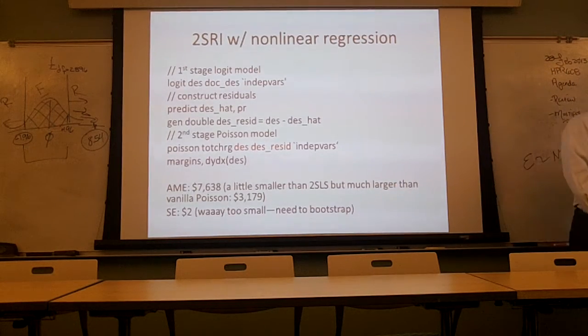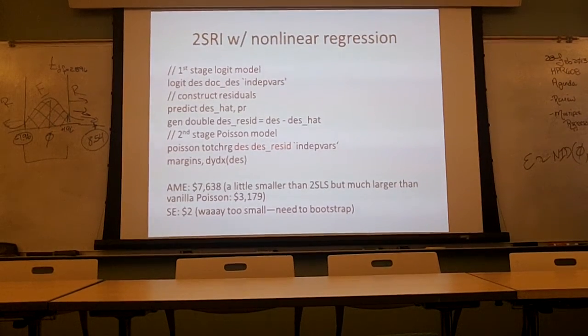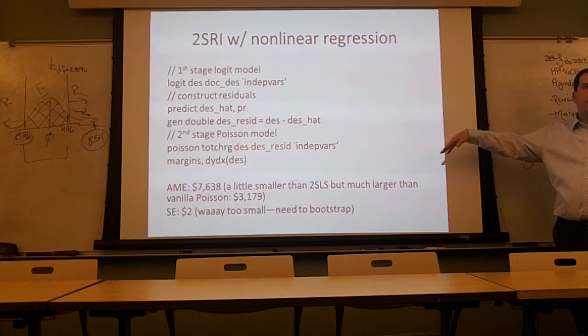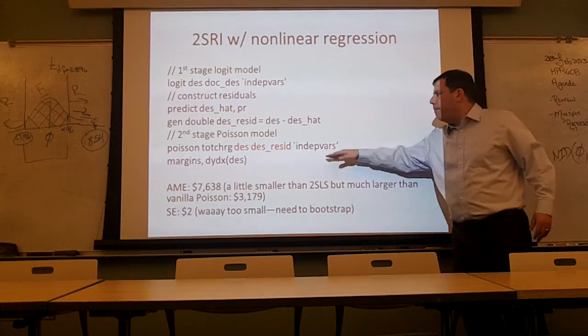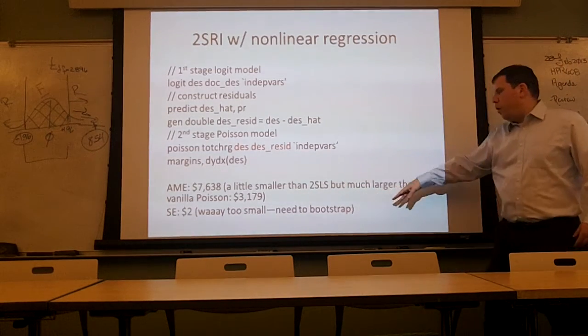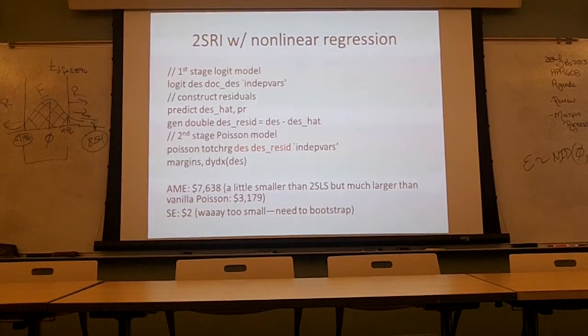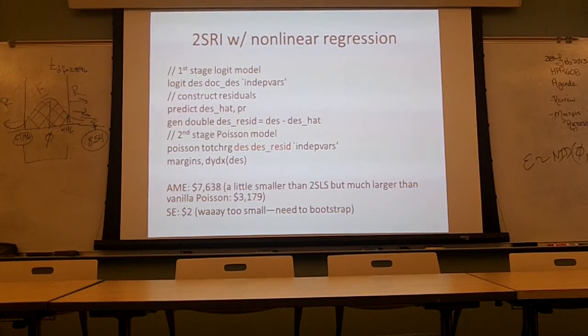But we get a standard error estimate of $2, way too small, so we would need to bootstrap that. I'm not going to show you how to do it here. If you ever want to talk about it, I'm happy to. But just know we ran into this, whoa, $2, that's just not plausible, right? I mean, it's not plausible and it's wrong. We know it's wrong. So that's the recipe for two-stage residual inclusion.